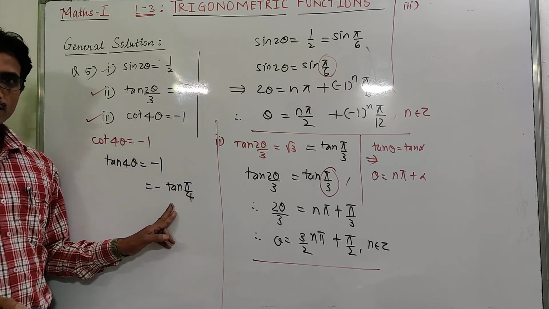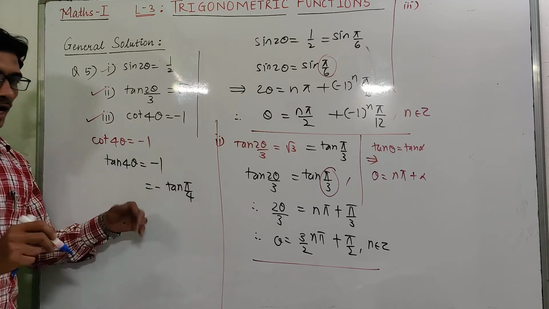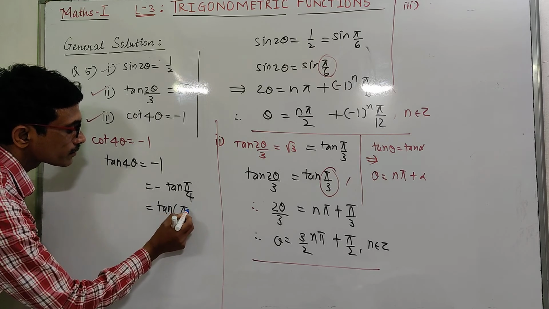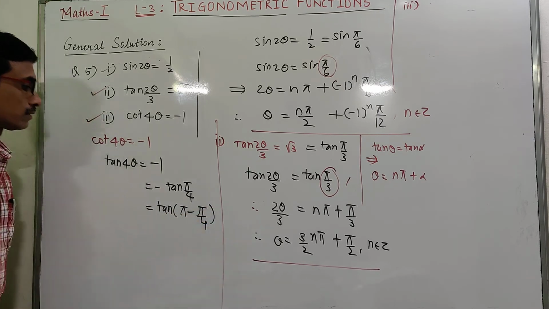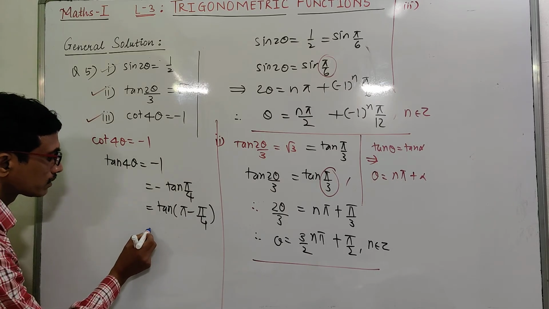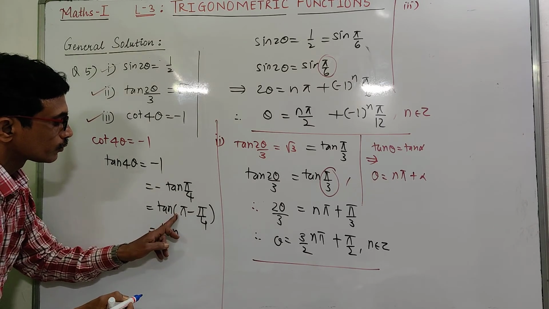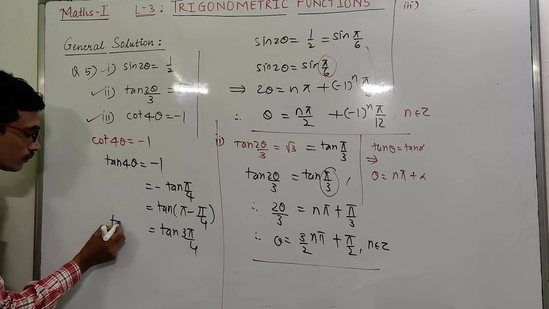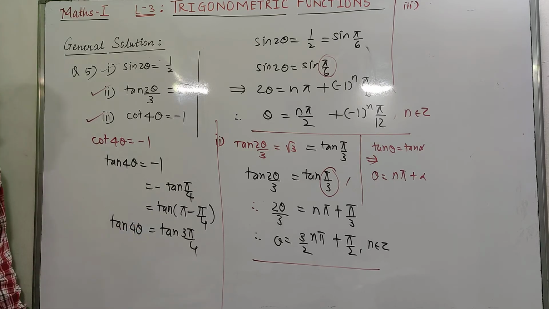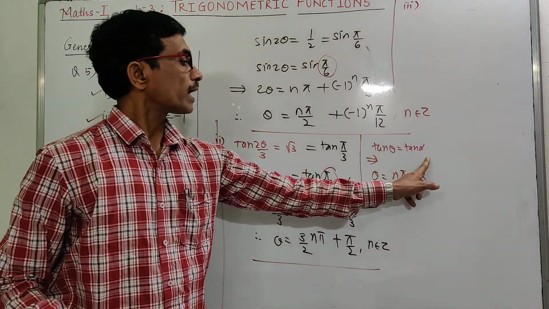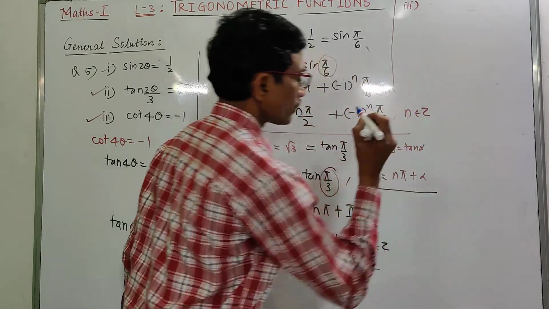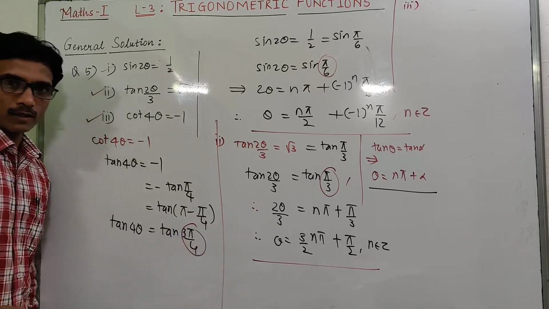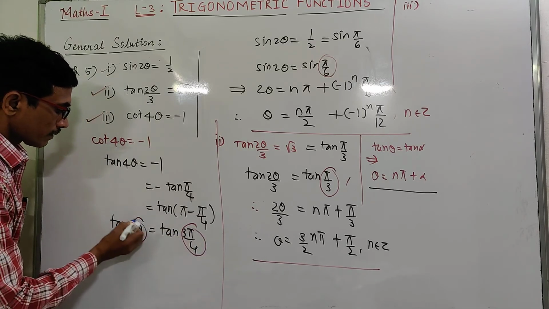And tan is negative in the second quadrant. So we write pi minus pi by 4. So that is tan of pi minus pi by 4, which is 3 pi by 4. 4 pi minus pi, 3 pi by 4. Here tan of 4 theta. Now as tan theta is equal to tan alpha implies theta is equal to n pi plus alpha, this is our alpha, 3 pi by 4, and this is theta.